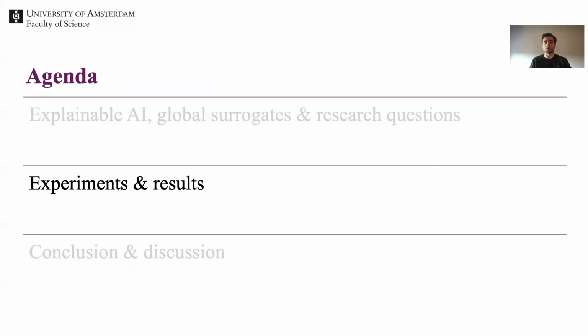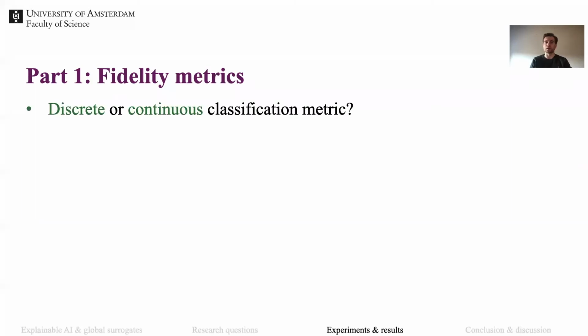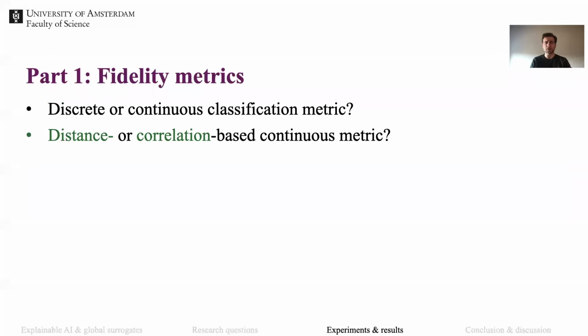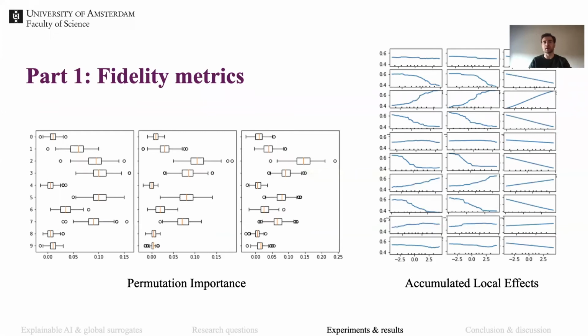So let's take a look at the experiments and the results. In the first experiment, we tried to examine which machine learning metric is most suitable to measure the fidelity of surrogates. There's a big amount of metrics available out there to compare the predictions of the surrogate to those of the original model. We look at both binary classification metrics, but also continuous regression metrics, which can both be used to measure the fidelity of surrogates. Additionally, we also make a distinction between distance and correlation-based metrics. This way, we end up with a set of 6 metrics, including both discrete and continuous metrics, and both distance and correlation-based metrics.